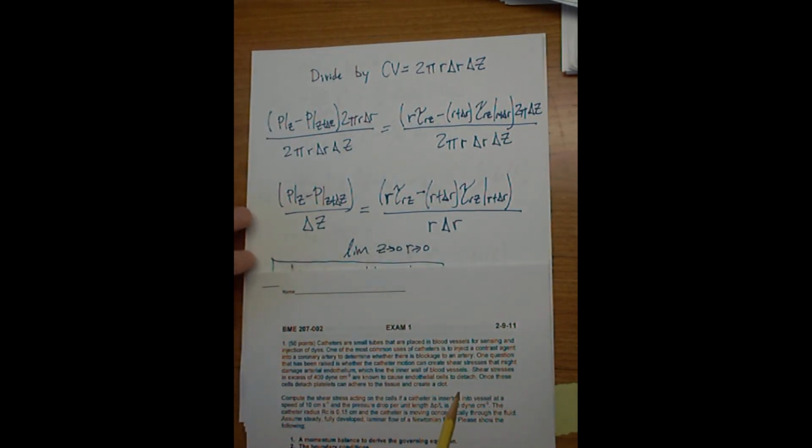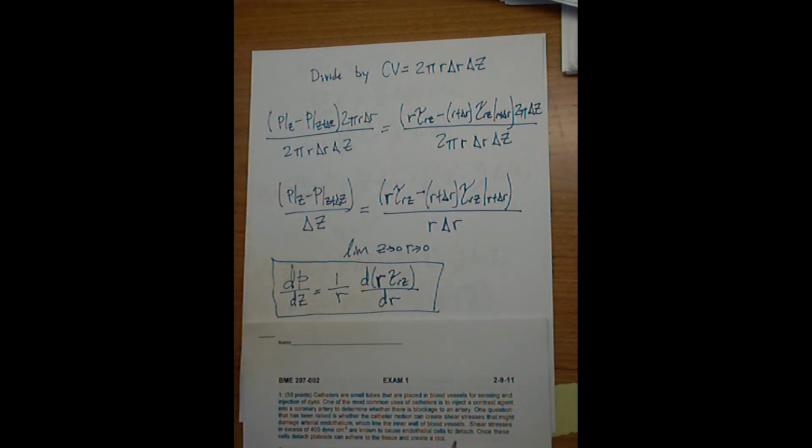And you take the limits as delta Z and delta r go to 0, and you have your governing equation, which is dP/dz equals 1 over r times d(r tau_rz)/dr. So that's the governing equation that I was looking for, that describes the fluid motion in the blood vessel. And actually this is with or without the catheter, because this is just going to be for any kind of cylindrical geometry.